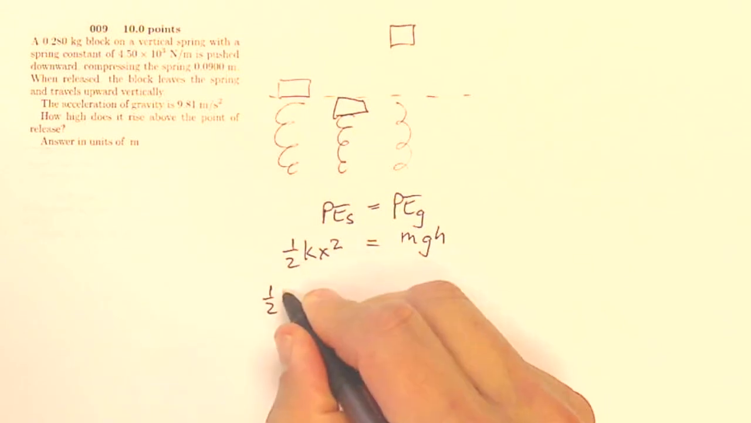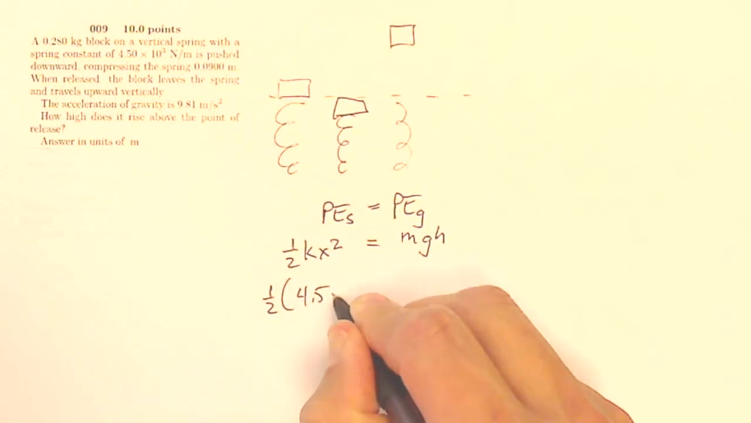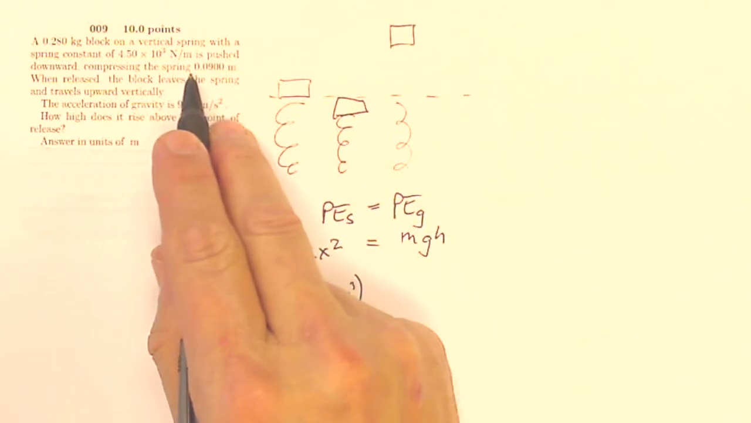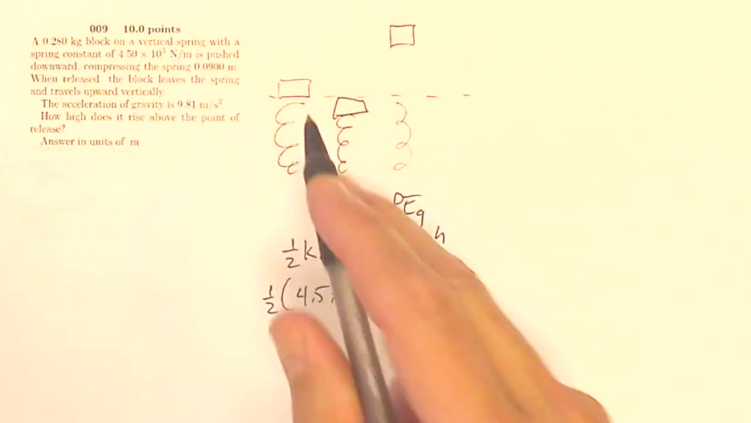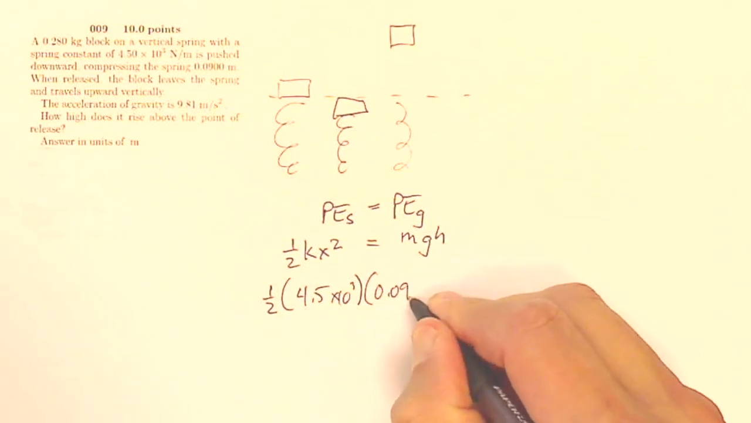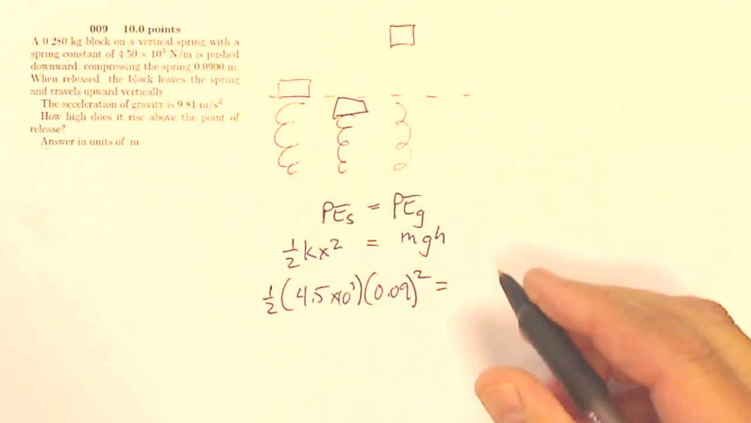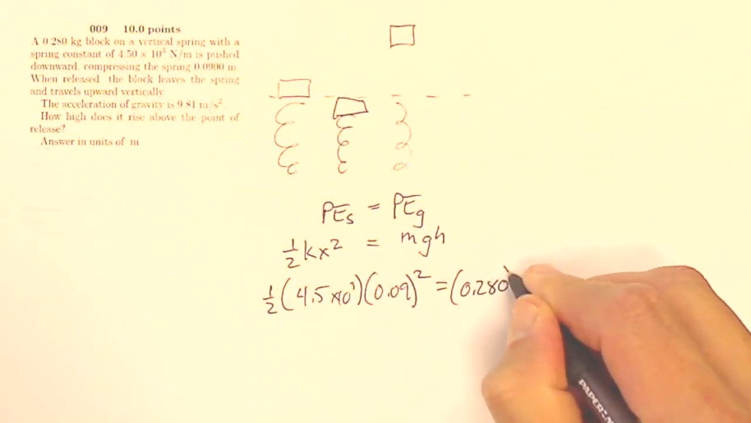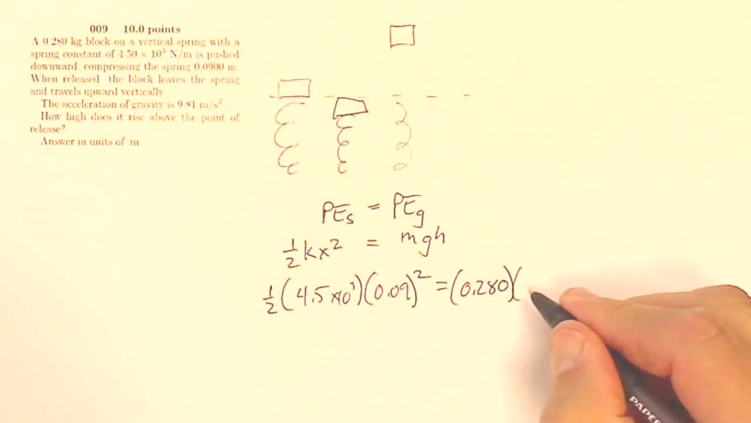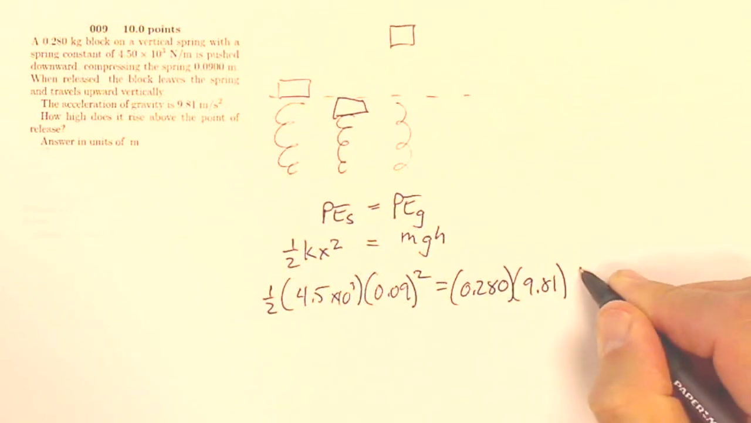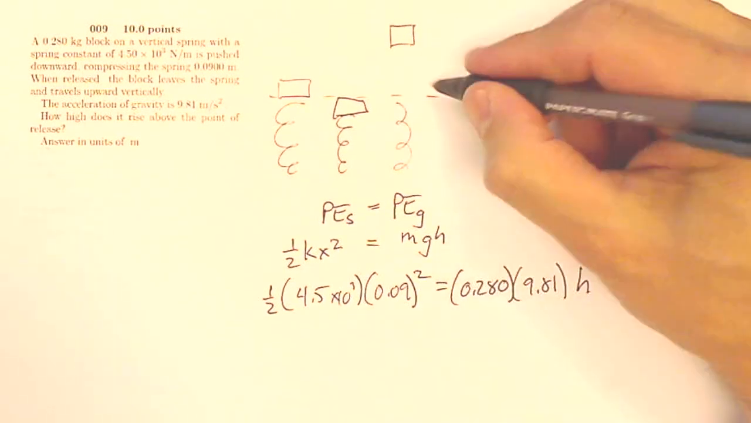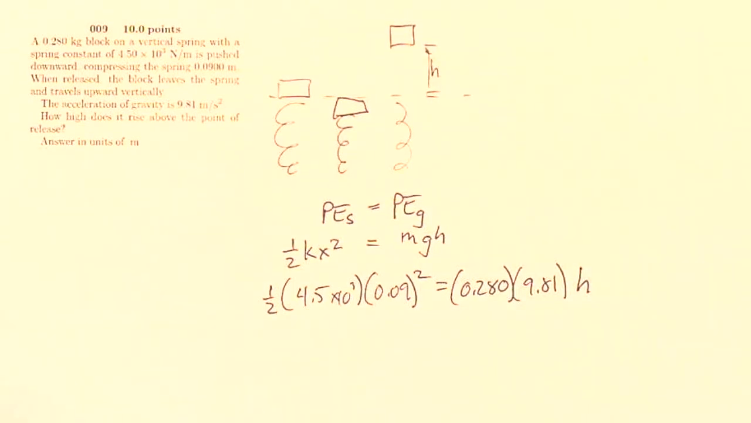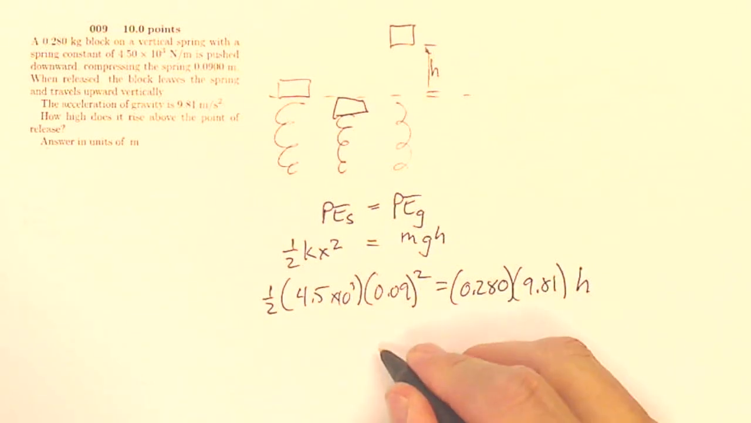So that's 1/2. My spring constant is 4.5 times 10 to the third. My x is how far the spring was compressed, which is 0.09 meters. And don't forget to square that. Equals the mass, which is 0.280, times gravity, which is 9.81, times my height, which is what I'm looking for. So here it'll rise to some height h up above the bottom. And now I know all the numbers, so I'm just solving for h.